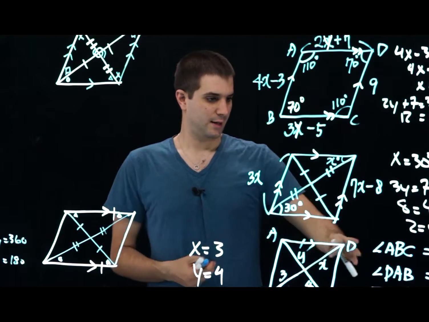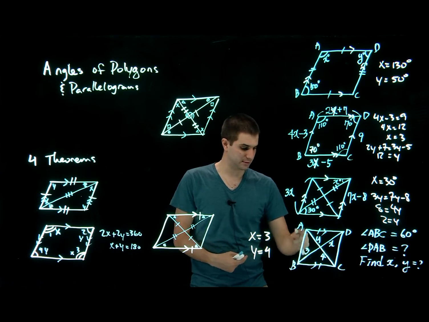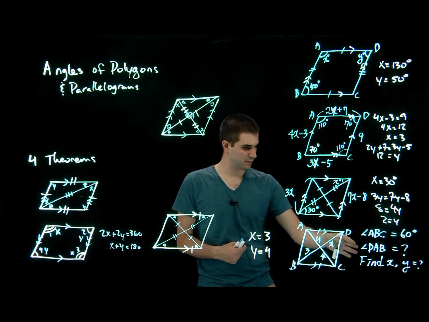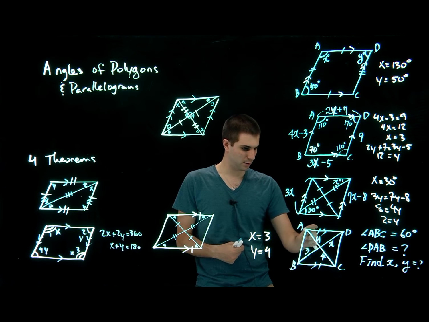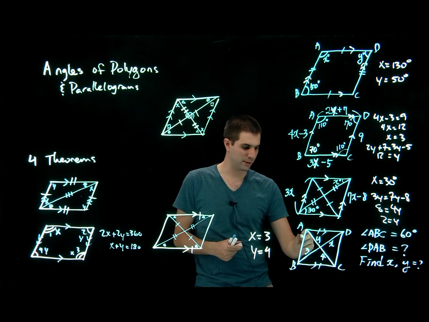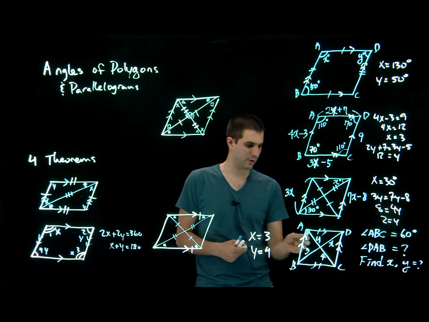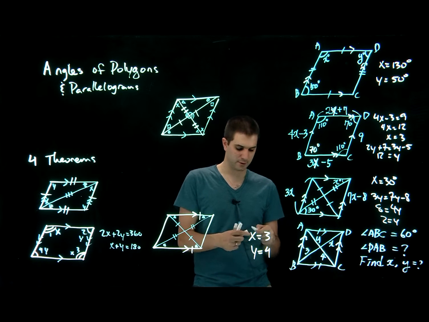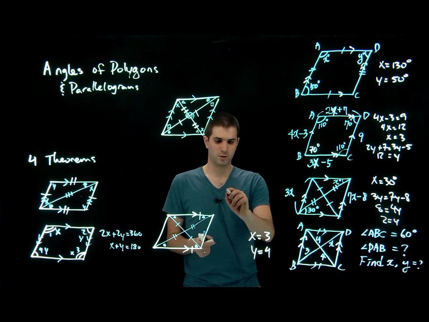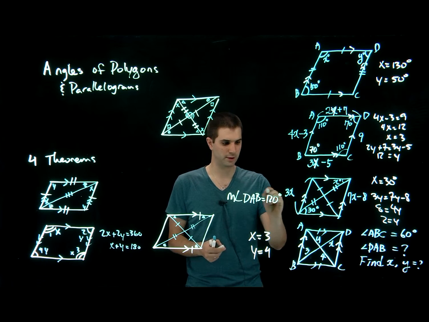Okay, finally, we know that if angle ABC is 60 degrees, so this is 60, then we want to find angle DAB. Notice that these two angles are going to be supplementary. Why are they supplementary? Because we know that this is a parallelogram. In a parallelogram, two consecutive angles are going to be supplementary. So the measure of angle DAB equals 120 degrees.